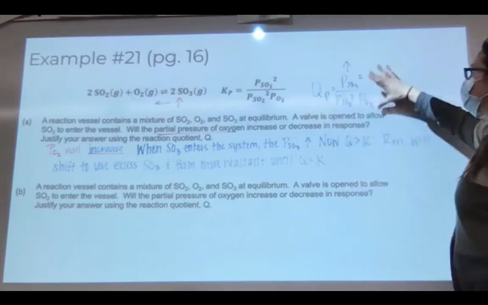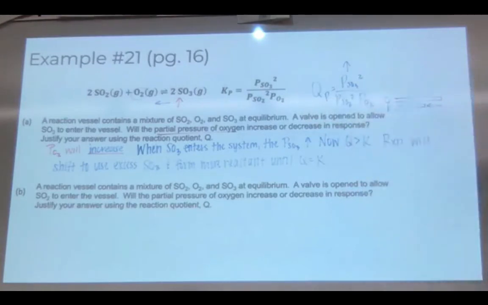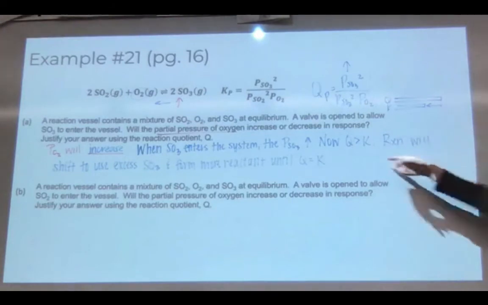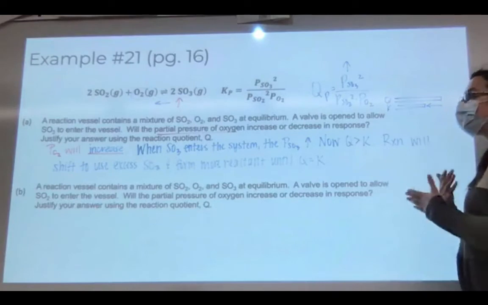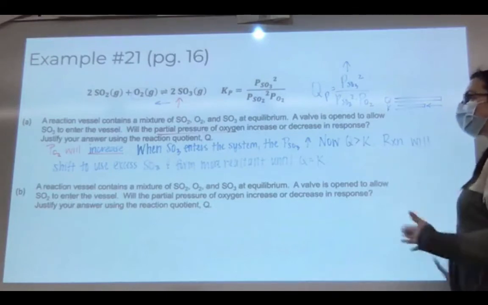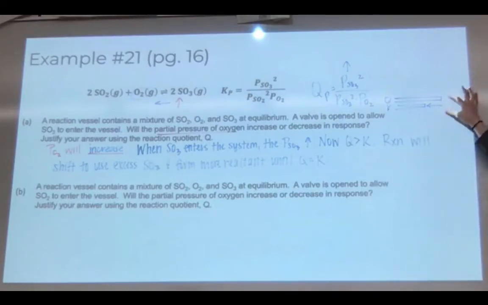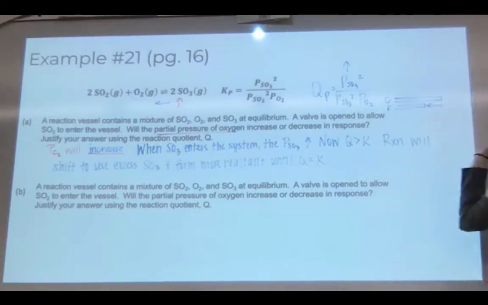Well, if we're disrupting, we're thinking about how that is going to change the value of Q. You don't have to put in numbers. You're just comparing the two values. Q will be greater than K. So to get Q back down equal to K, it's going to shift toward the reactants. So you're going to produce more reactants, use up more product to bring the ratio back to equilibrium.